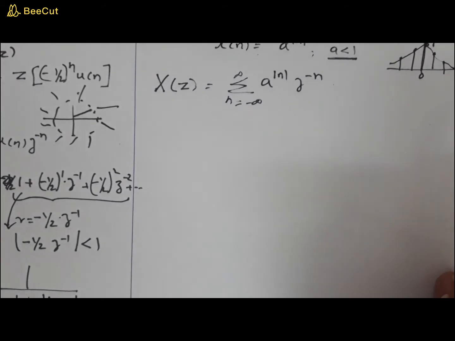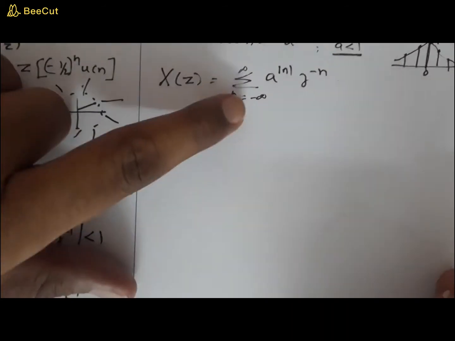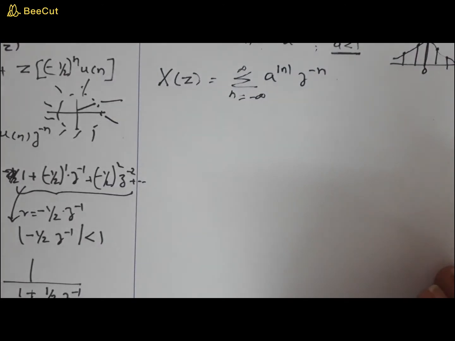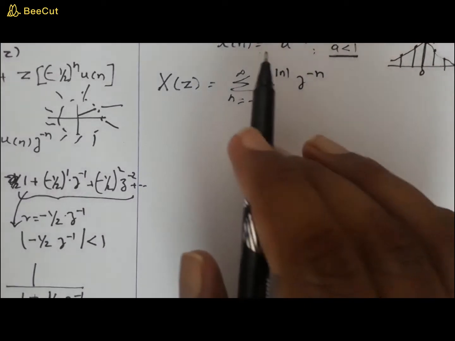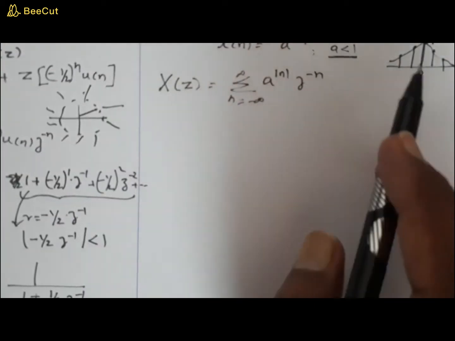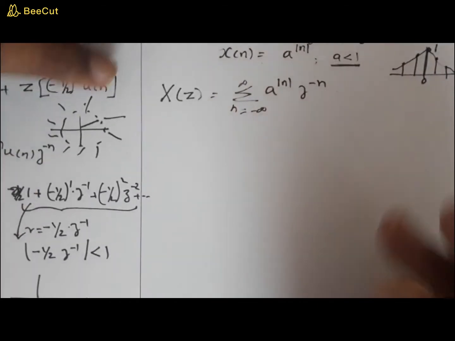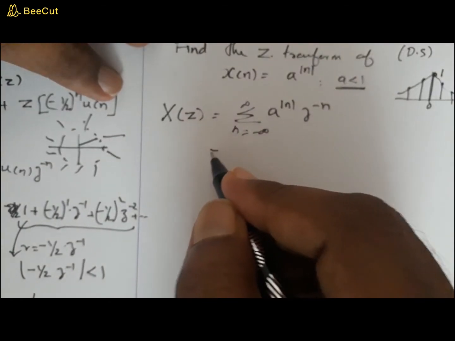Now let us try to see whether the ROC of this particular problem is going to be an annular ring, or exterior, or interior. Anyway, from our study this has to be an annular ring. Okay, now let's try to do this problem.